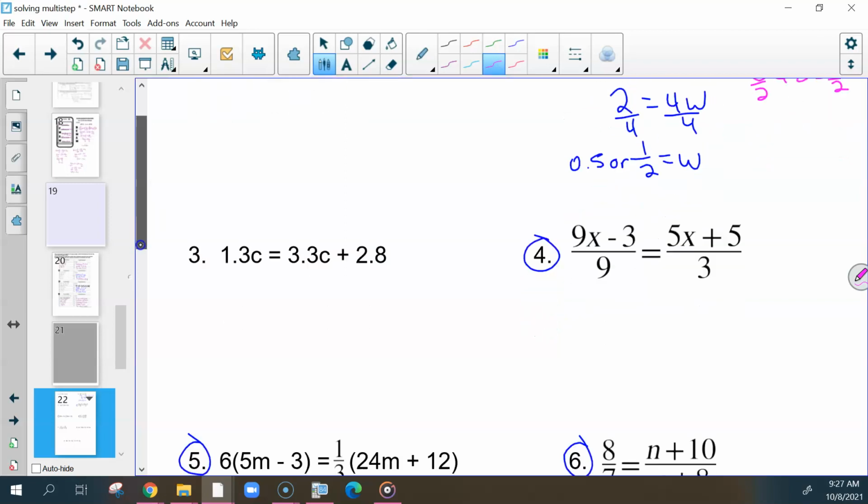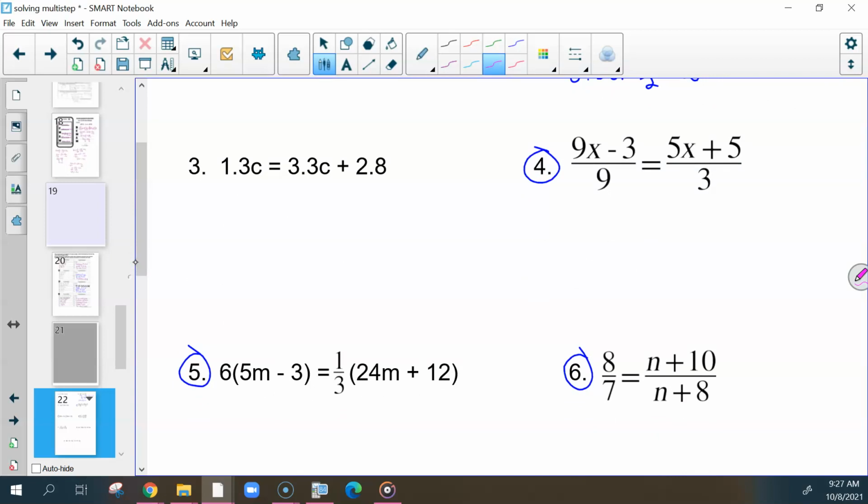For number 4, you have a fraction that equals another fraction. Anytime you have fractions that equal each other, you are going to cross multiply, so that means take this, multiply it to this, and vice versa. And we're going to rewrite it. So cross multiply.